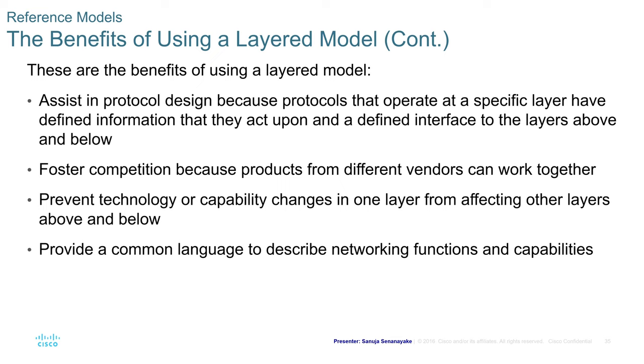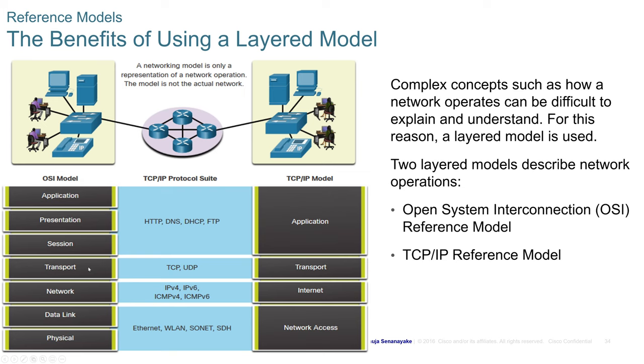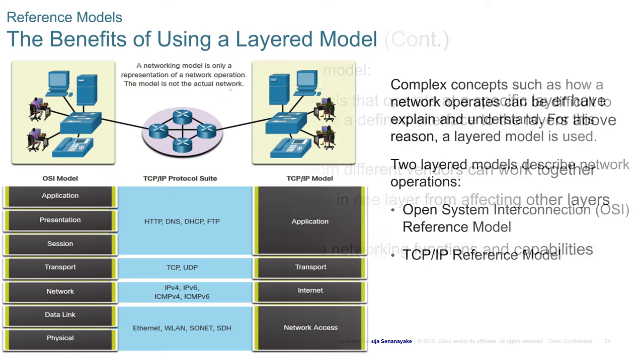The benefits of using a layered model are multiple. It assists in protocol design, because the protocols that operate at a specific layer have a defined set of rules and information that they act upon, and a defined interface to the layers above and below. What that means is, if the transport layer has a set of rules, it is easy to communicate between the network layer and the session layer, and easy to communicate between the application layer and the internet layer. That's basically what it means.